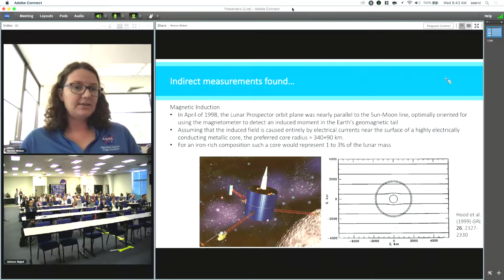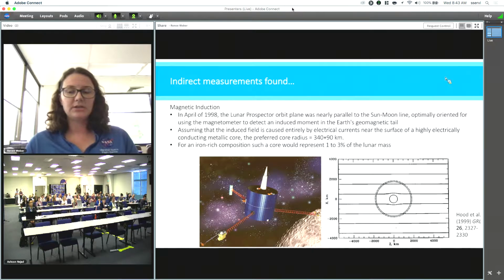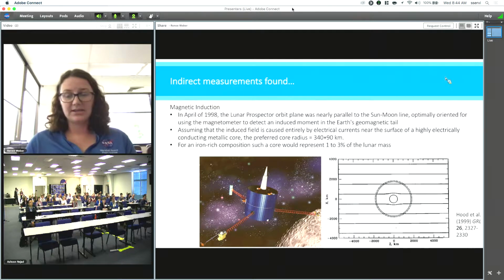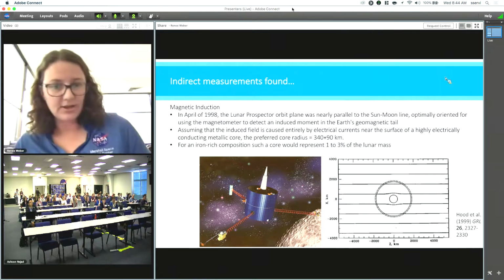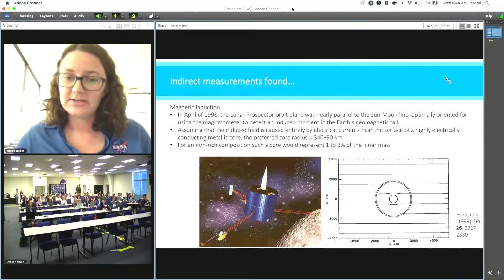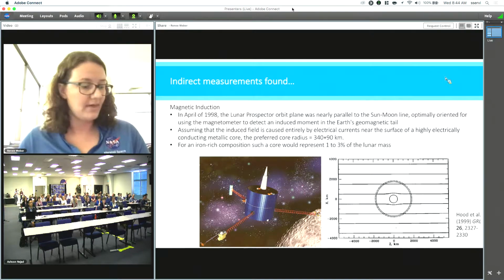Another indirect measurement is magnetic induction. And we have some constraints on magnetic induction from Lunar Prospector. In 1998, the orbit plane of Lunar Prospector was nearly parallel to the sun-moon line, which made it optimally oriented for making measurements of the induced moment as the moon goes in and out of the Earth's geomagnetic tail. And if you assume that this induced field is caused entirely by electrical currents at the surface of a conducting metallic core, you can also get a constraint on the core radius. And again, by making assumptions on its composition, you can determine how much mass of the moon that core consists of.